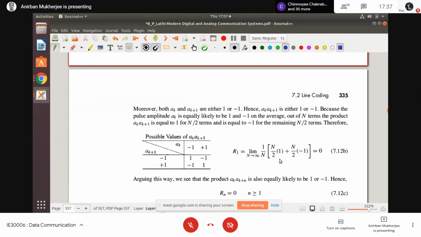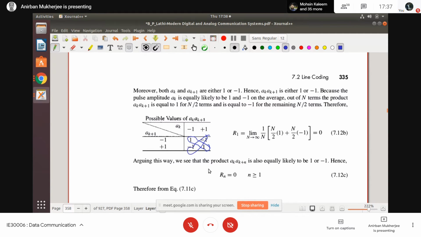Now, what about R1? R1 is the product of A_k and A_(k plus 1). A_k is minus 1 or plus 1, and A_(k plus 1) is minus 1 or plus 1. So the products are minus 1, plus 1, plus 1, minus 1. These 4 combinations: half of the time it will be 2 of these combinations, half of the time the other 2. So n by 2 of plus 1 and n by 2 of minus 1. Finally R1 is 0. Arguing this way, R_n will also be 0 for n greater than or equal to 1.